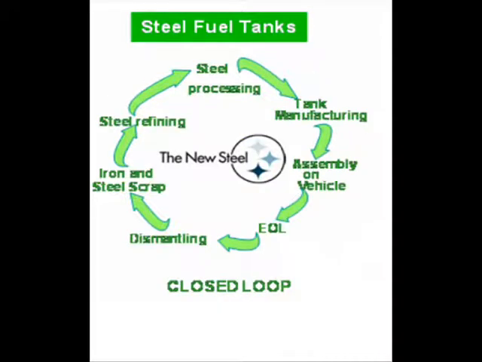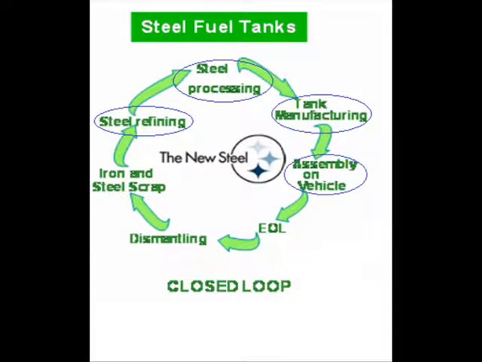The life cycle of a steel fuel tank is much different. It starts off by refining the iron ores. Then the iron ores are processed into steel. Tank manufacturing comes next, and after the tanks are manufactured, they are assembled into the fuel system. At the end of its service life, these tanks are dismantled, but unlike the plastic fuel tanks, these steel fuel tanks are scrapped, and the whole process starts over again.